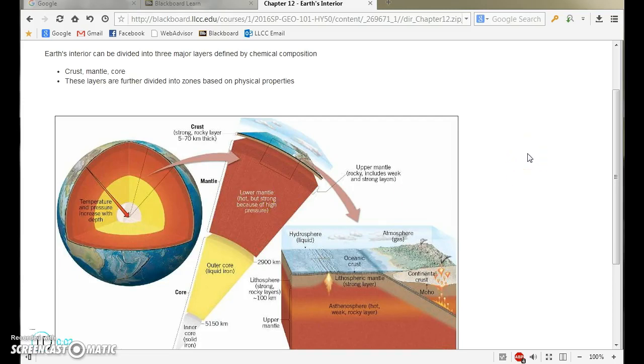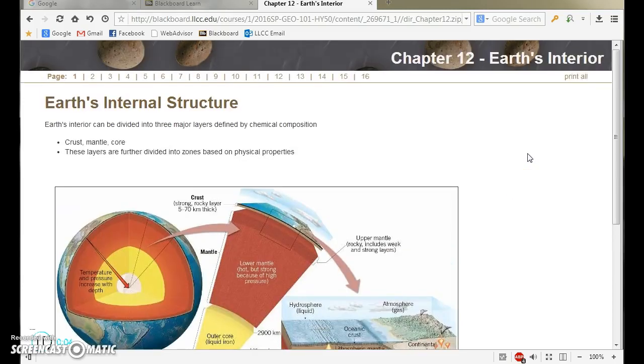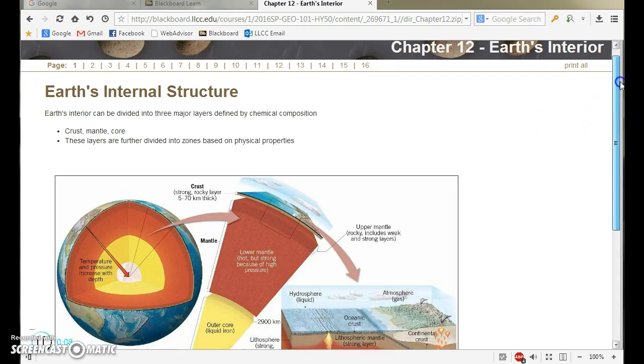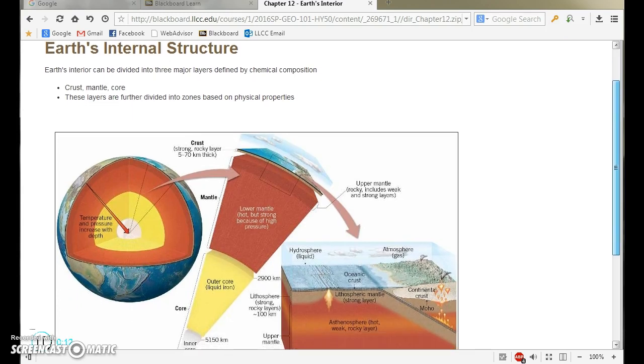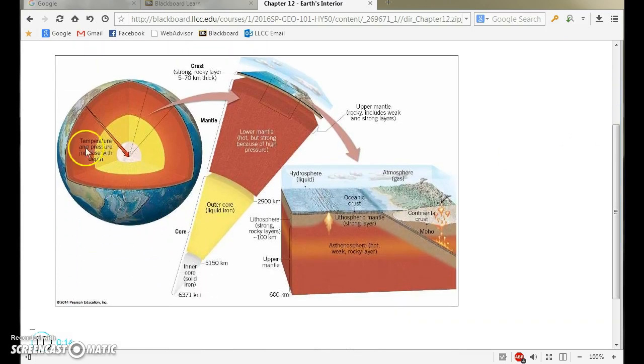Hi everyone, this is a quick overview of Chapter 12. It's kind of a continuation of Chapter 1, where in parts of it they talk about the Earth's internal structure. Again, this is a quick picture of what the Earth looks like, and I mentioned before about the plate boundaries. Here we have three different plate boundaries.